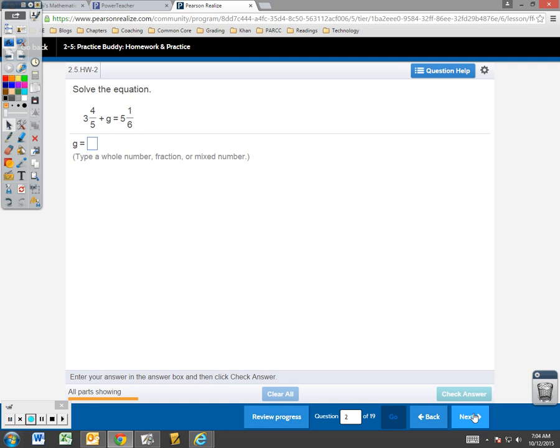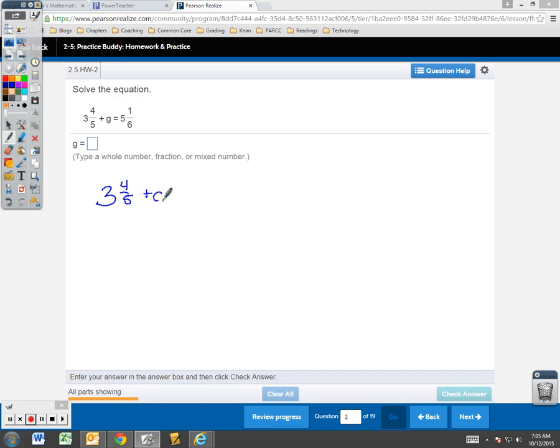Okay, we have another adding and subtracting with fractions. And this one is both mixed numbers. So we have 3 and 4/5 plus some unknown is going to give us 5 and 1/6. Alright? Let's take a look. Find my variable. It is g.